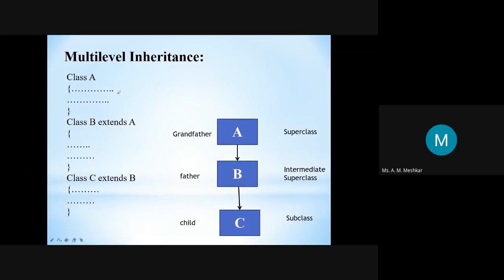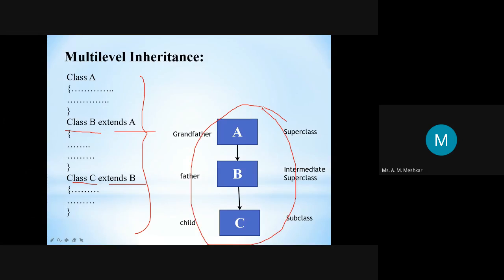How do we write it in syntax? Class A, class B extends from A, and then class C extends from B. This is the syntactical representation of this diagram.